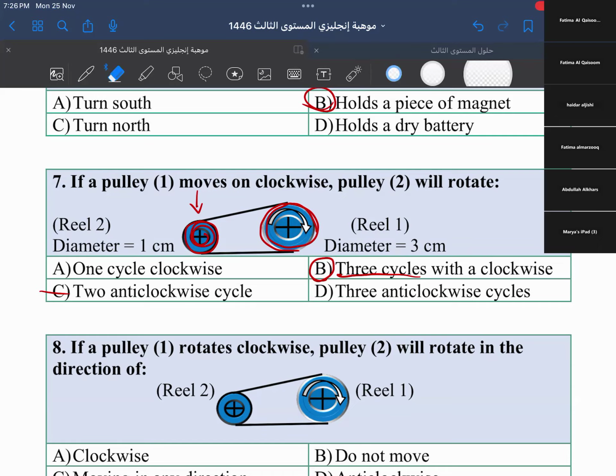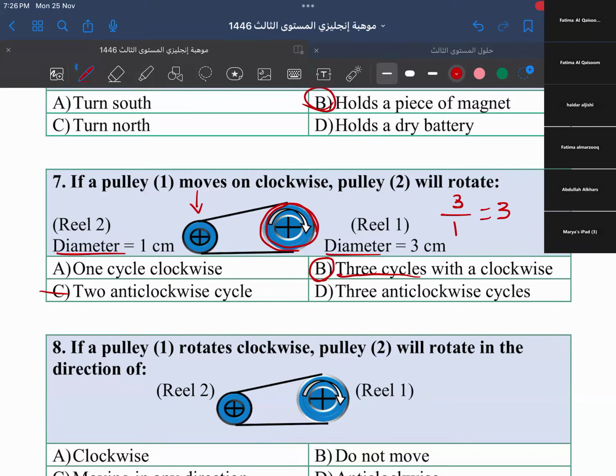Okay. And how do we know it? By math? Mathematically, you just take the ratio between diameter 1 and diameter 2. So it's 3 over 1. So it's going to be 3. Okay, so is that clear?